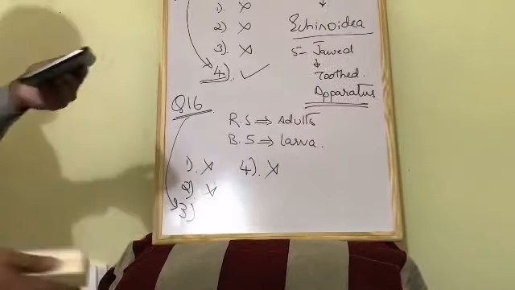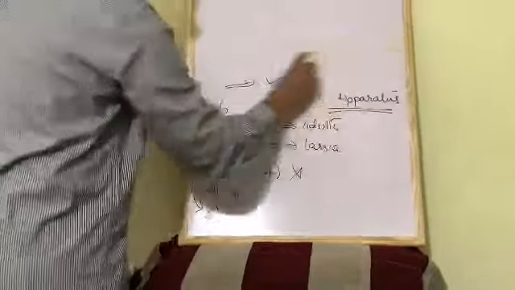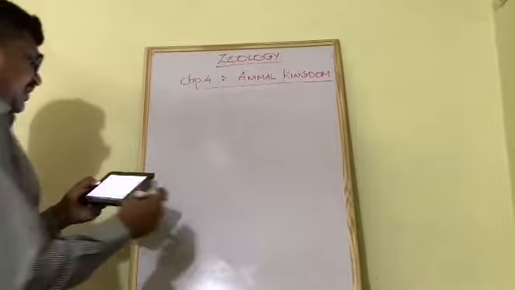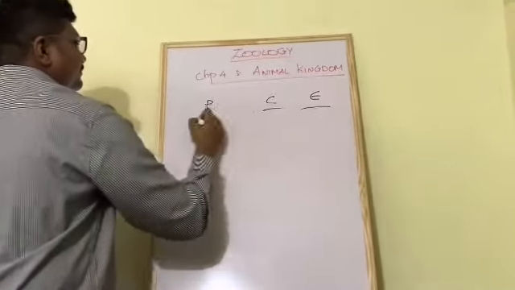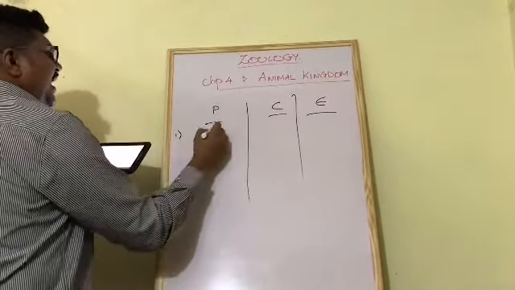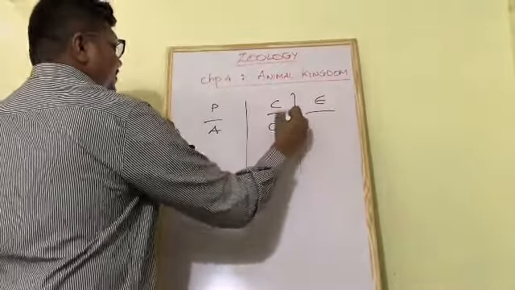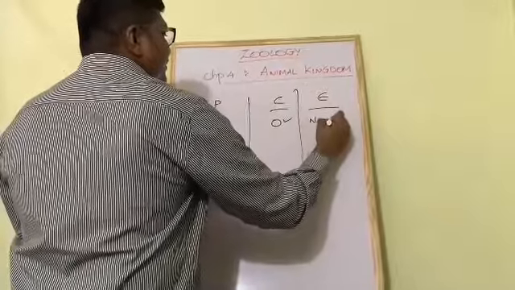Next, we will go for question number 17. Now, till I erase the board, let us read question number 17. Question number 17 says, mark the correct one. So you are supposed to choose between phylum, class and example. First option says Annelida in phylum, and that gives class Oligochaeta, which is correct. Next comes Nereis in the example.